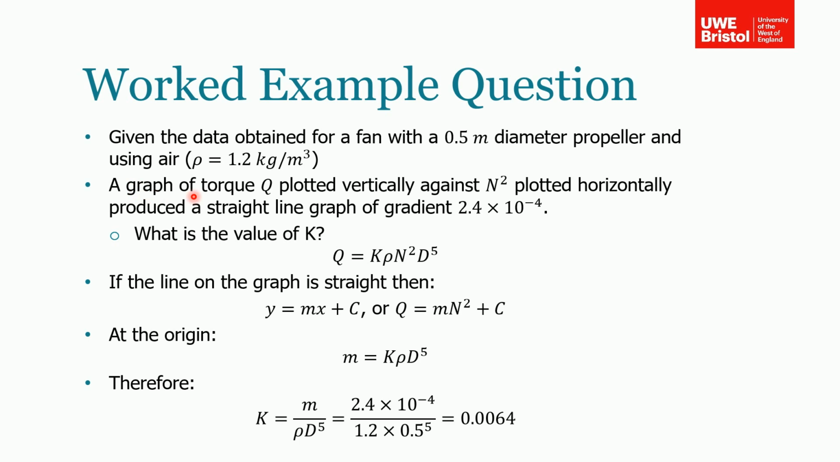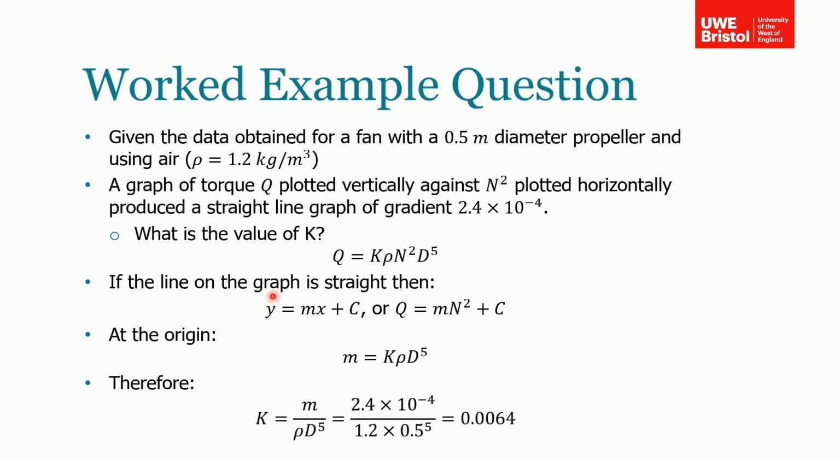Now if we were to plot a graph of Q against n squared, remember that's in our relationship, so not against n but against n squared, because it's n squared in this relationship. And so that gives us a straight line which has a gradient of 2.4 times 10 to the minus 4. Then what is the value of k?